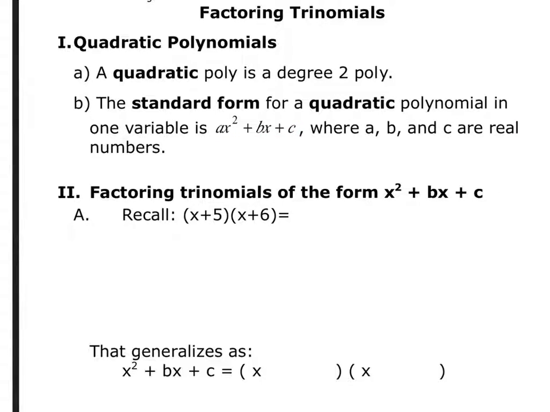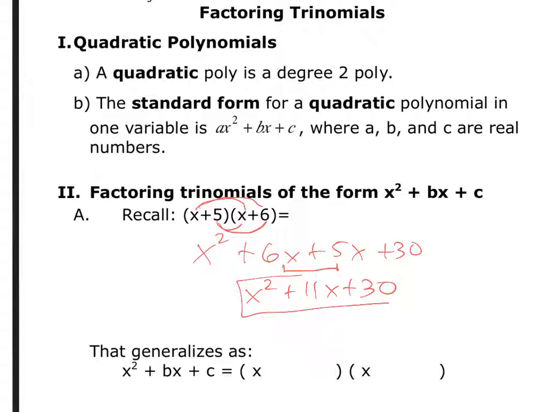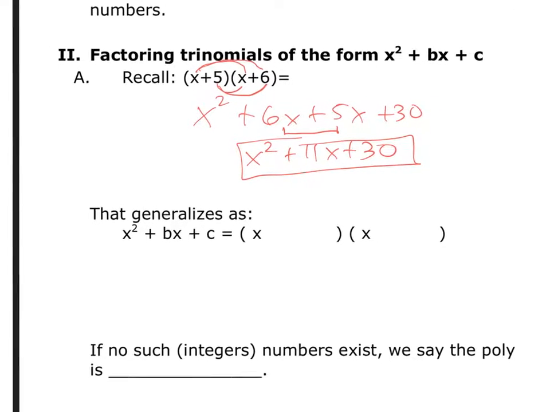If we go back a few days, we multiplied this. We got x times x squared, x times 6 is 6x, 5 times x is 5x, and 5 times 6 is 30. Then we combined our like terms and got x squared plus 11x plus 30. So this is what we did. We multiplied. That's the world we just came from, the world of multiplication.